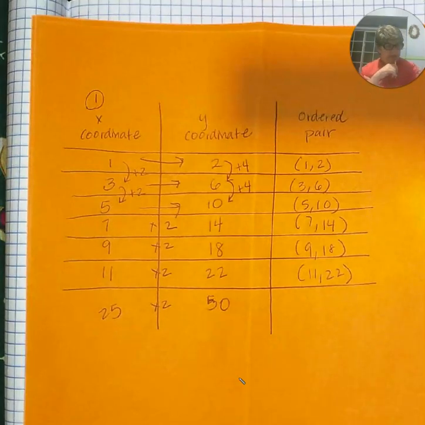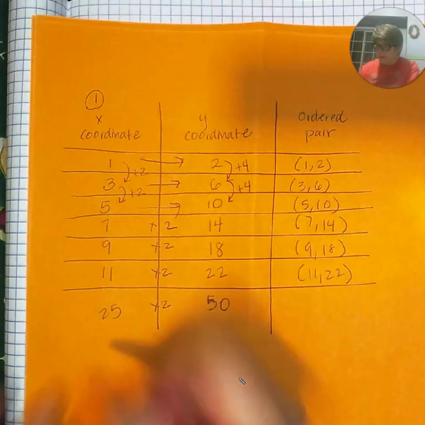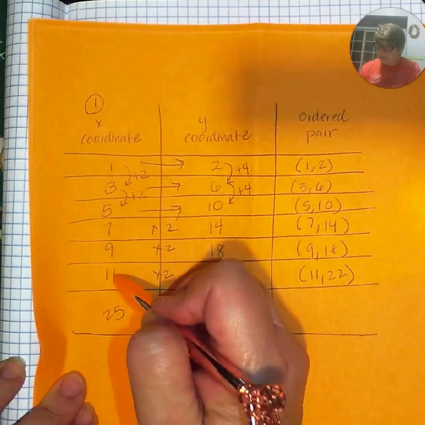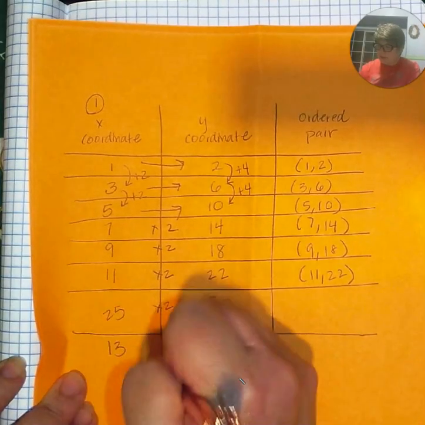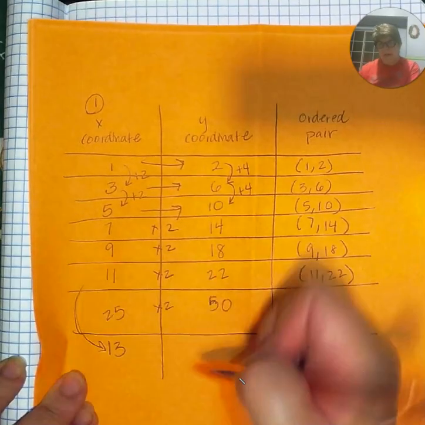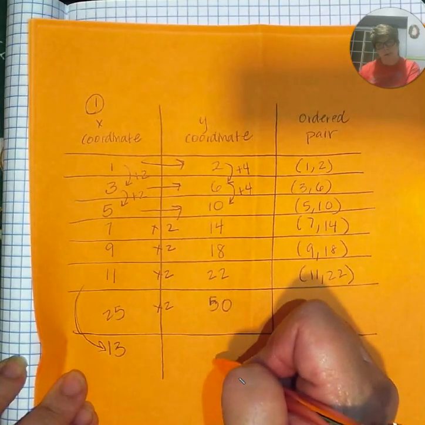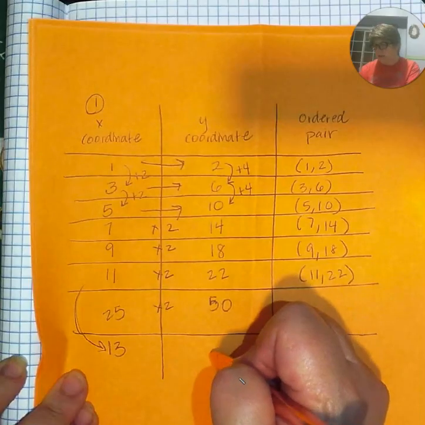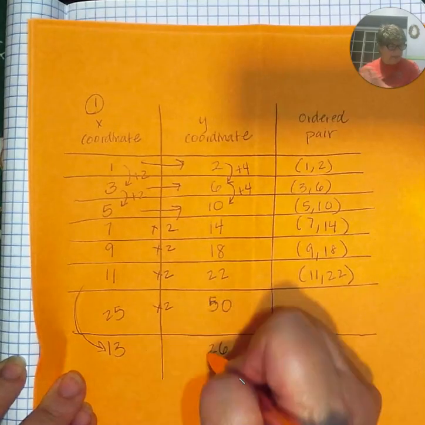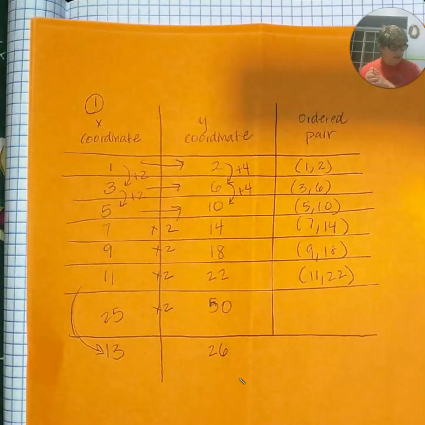How can we use the relationship between coordinates to generate or make more ordered pairs? So if our x was 13, which would be the next one, right? Because we're going up by 2, skipping the 25, of course. Then what would be our y? We could multiply by 2, so that would be 26, right? So we can use that pattern to generate coordinates.